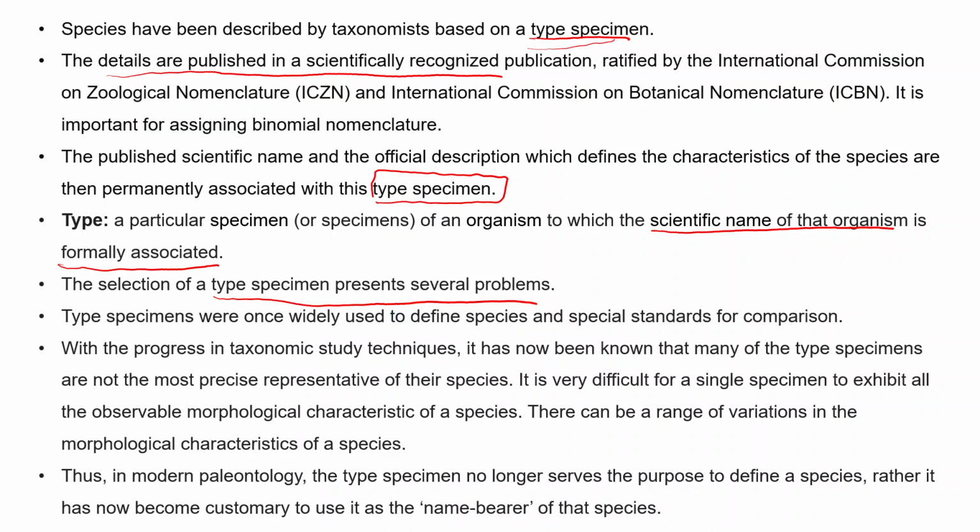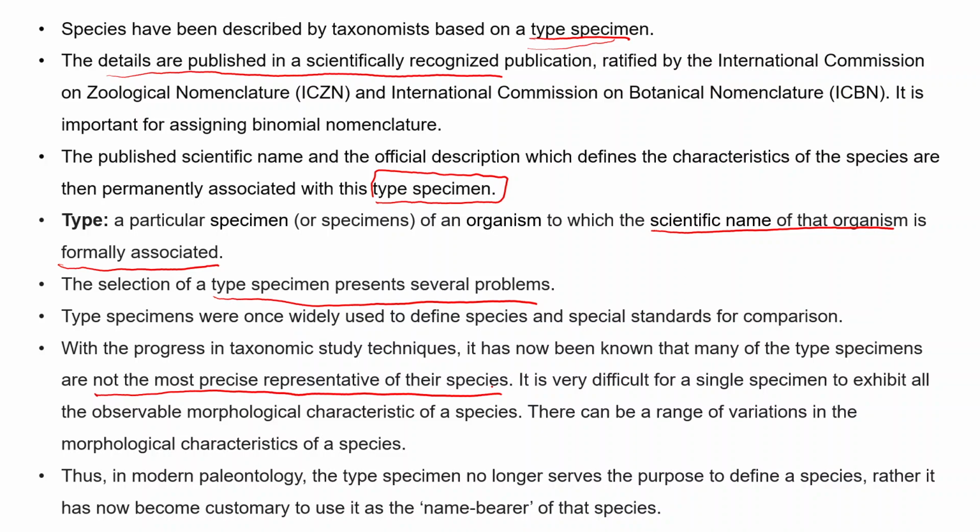Earlier, once the concept was evolving, type specimens were widely used to define species and had special standards for comparison of several taxa. But as taxonomic studies progressed, it is now known that many of the type specimens are not the most precise representative of their species.